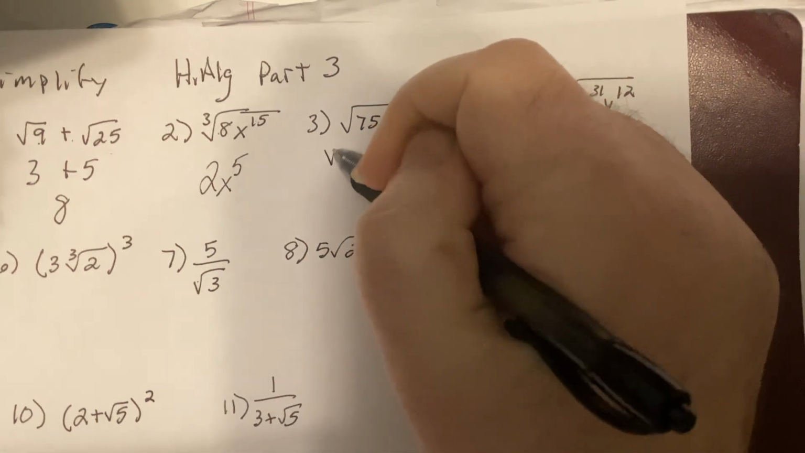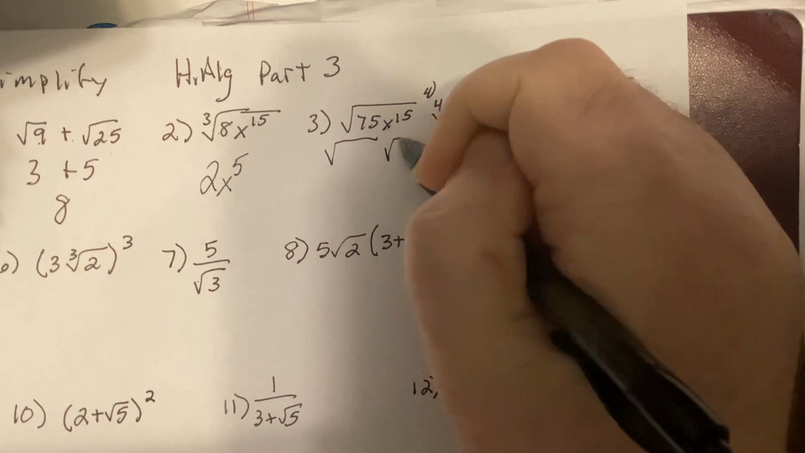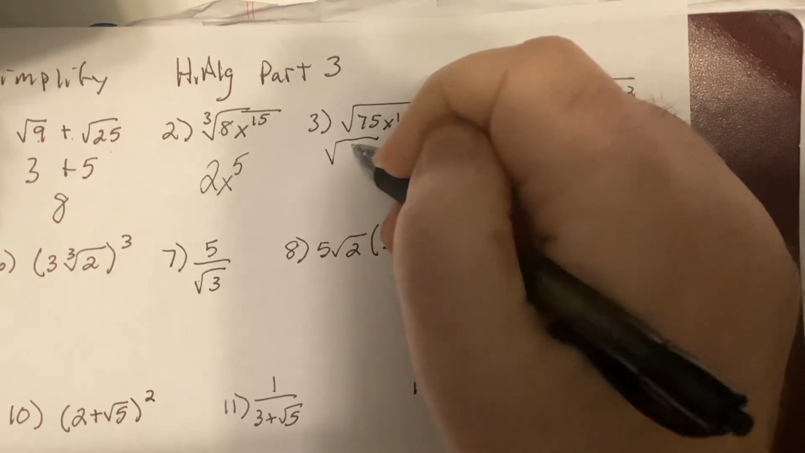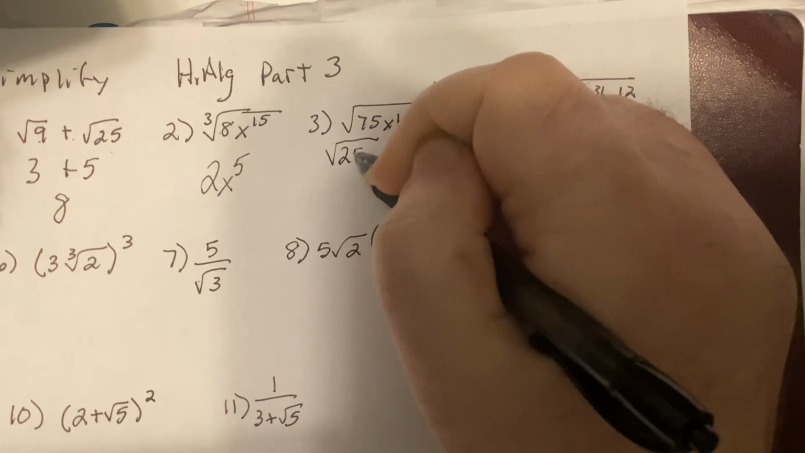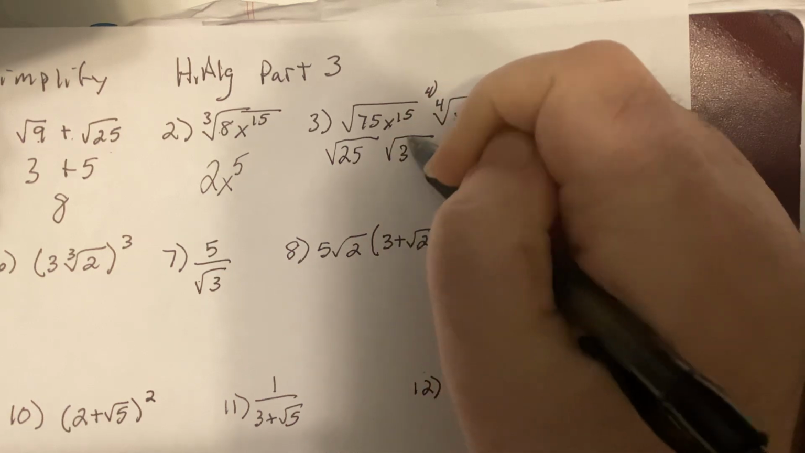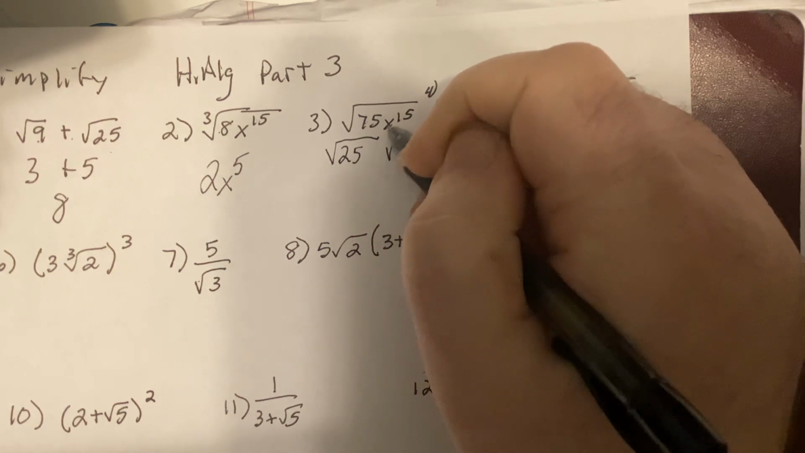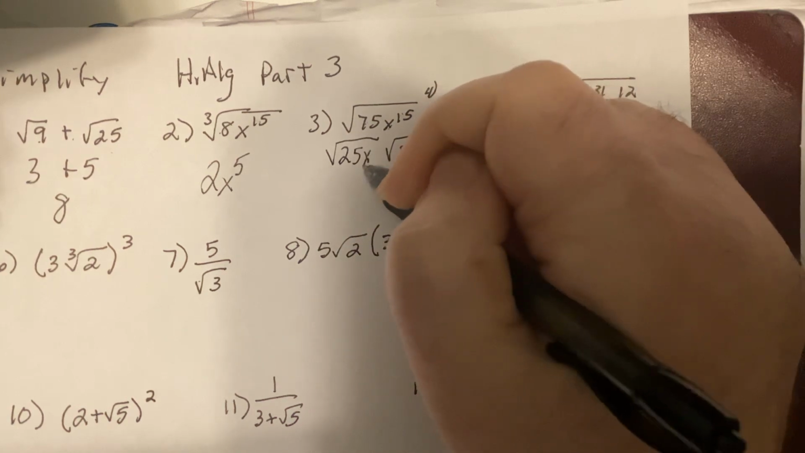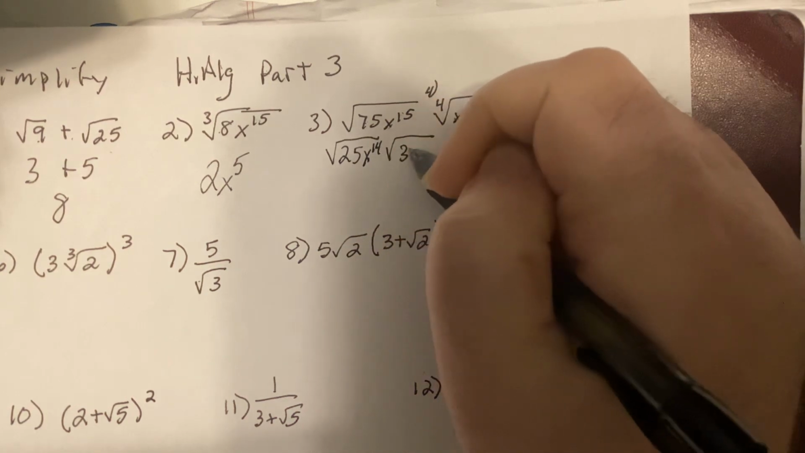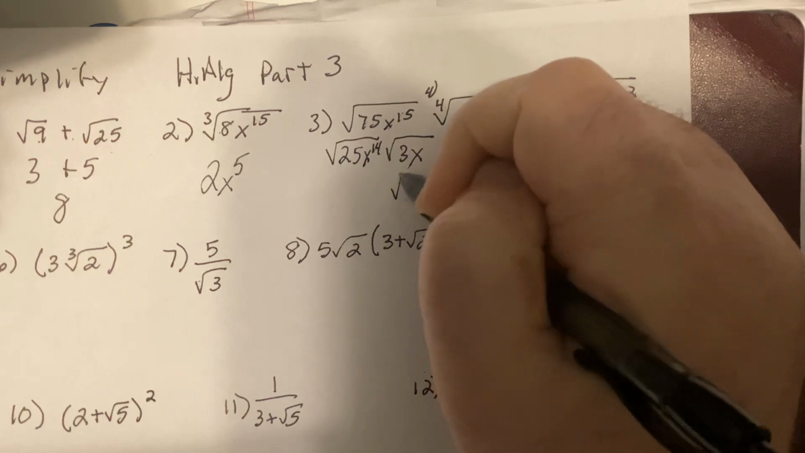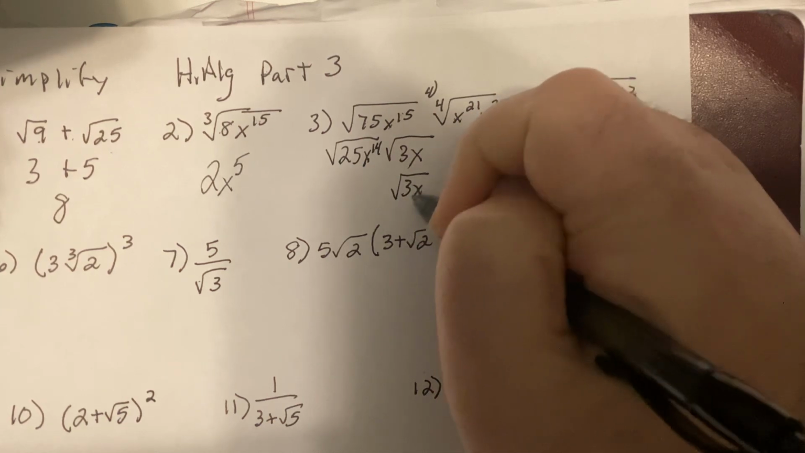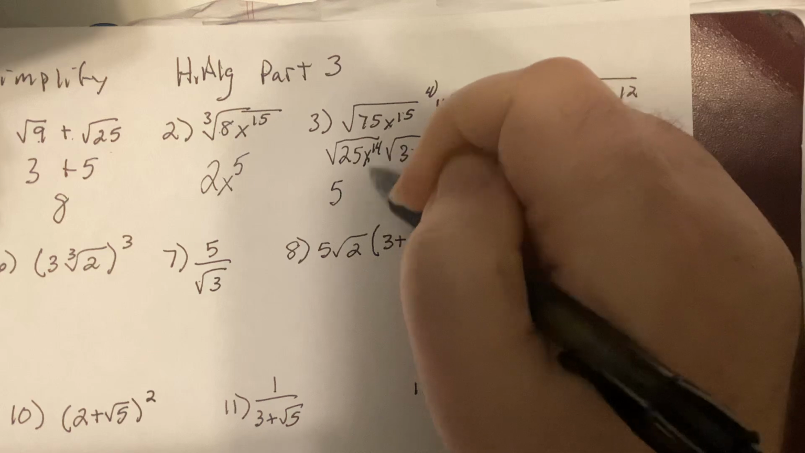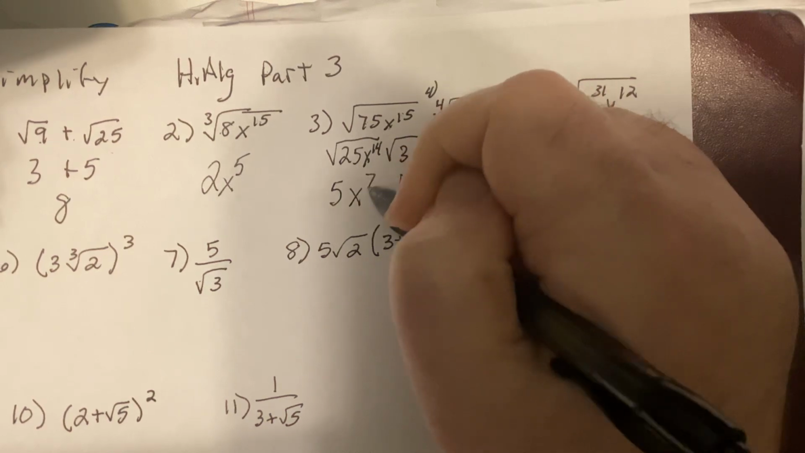So here you have to break it up to what perfect square is in 75, and that's 25. 3 is left over. X to the 15th needs to be divisible by 2 to be a square root, so it'd be x to the 14th. The square root of 3x we can't do anything with, but the square root of 25 is 5. The square root of x to the 14th would be x to the 7th.